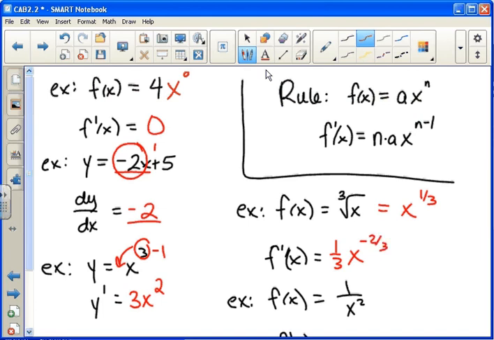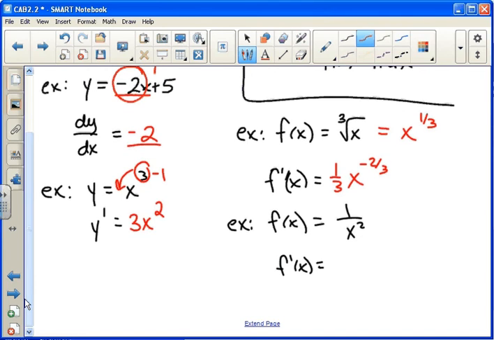For this last example, we have 1 over x squared. We cannot take the derivative of a denominator, so we have to rewrite this as x to the negative 2. I brought the x squared up top and rewrote it as x to the negative 2. Now we multiply by negative 2 and subtract 1 from the exponent. Now we move the x down and we get negative 2 over x cubed.